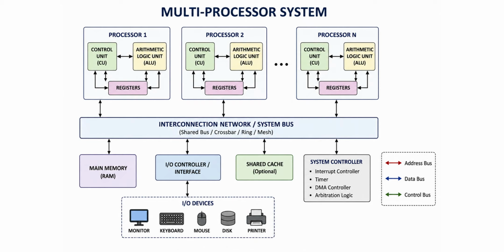Below that shared interconnect, we have a main memory and I/O controller interface, an optional shared cache, and a system controller, which handles things like the interrupt controller, timer, DMA controller, and arbitration logic, making sure multiple processors don't collide when accessing shared resources. This is the direct visual extension of the symmetric multiprocessing concept we discussed earlier. Multiple processors all sharing memory and I/O through a common, carefully coordinated interconnect.